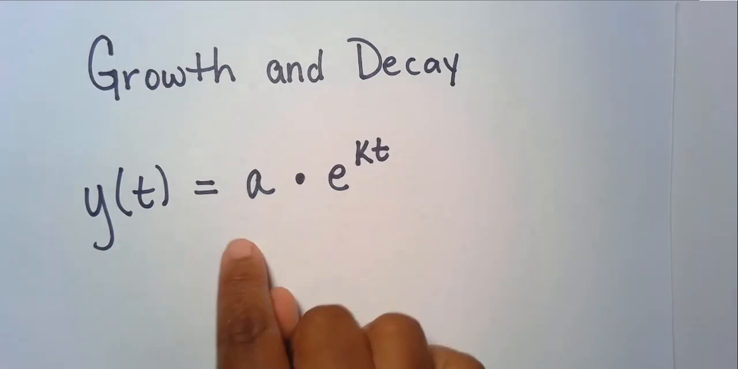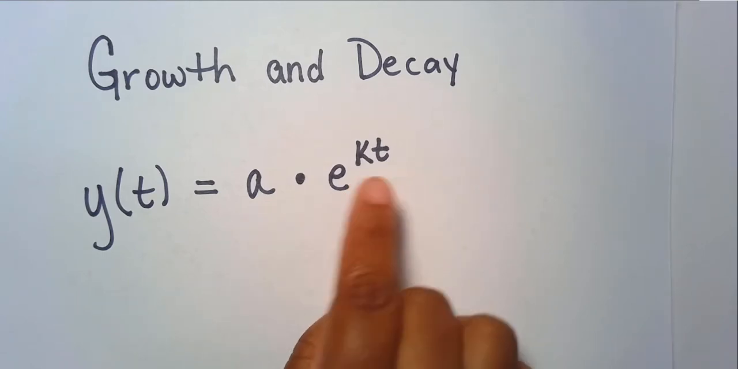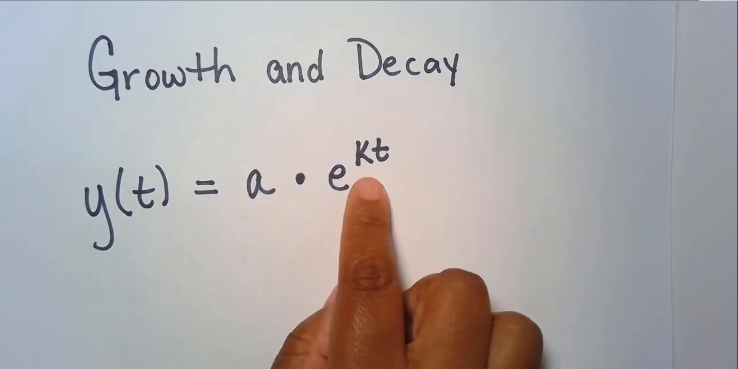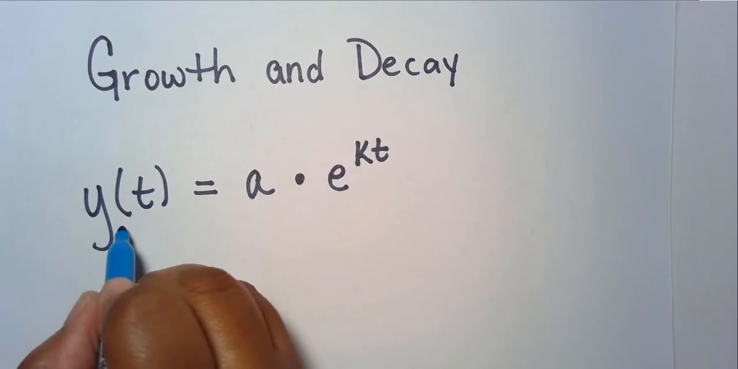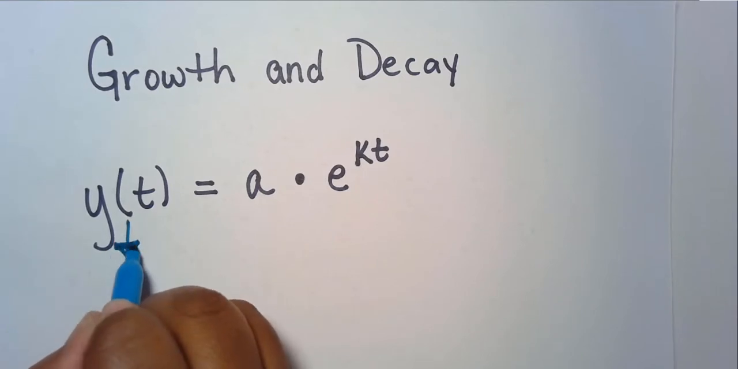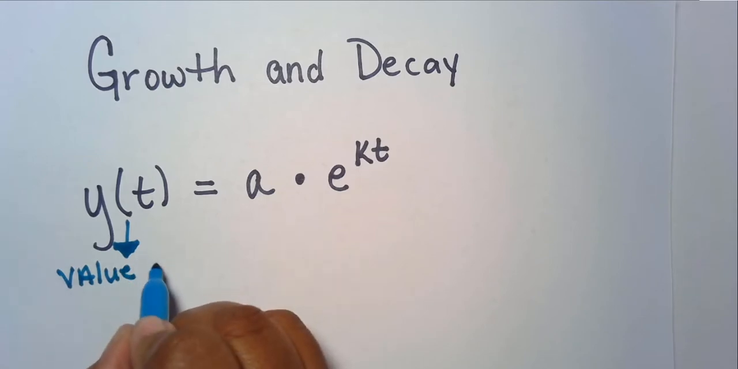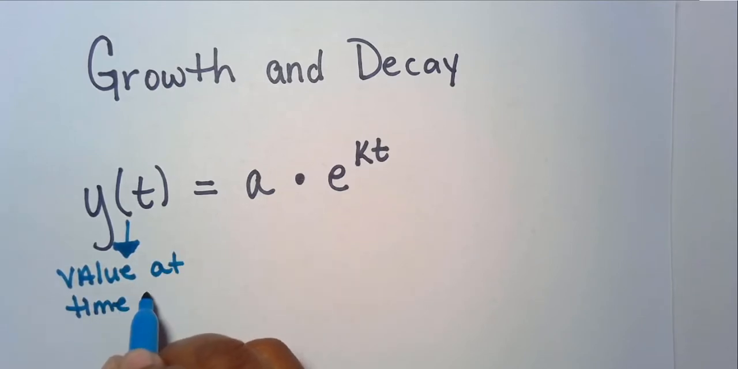y of t is equal to a times e to the kt power. What does y of t represent? What does a represent? What does k and what does t represent? So I want us to take a look at that. So y of t, this represents the value at time t.